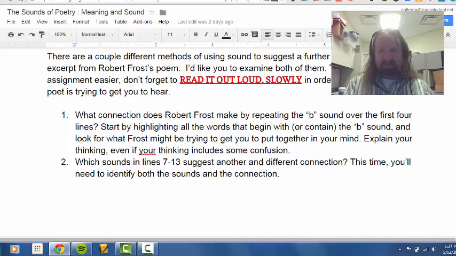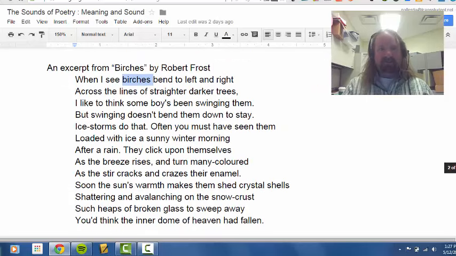Okay? Well, let's look at it again. Birches, boy, bend. Birches, bend, boy. I like to think some boy's been swinging them, but swinging doesn't bend them down to stay. So the boy has been swinging on these branches, we imagine. The branches of the birches. So, through the repetition of the B sound, Robert Frost is helping us connect the birches with the boy. Why? Because he wants to see the two of them together. He wants us to see the two of them as part of play.